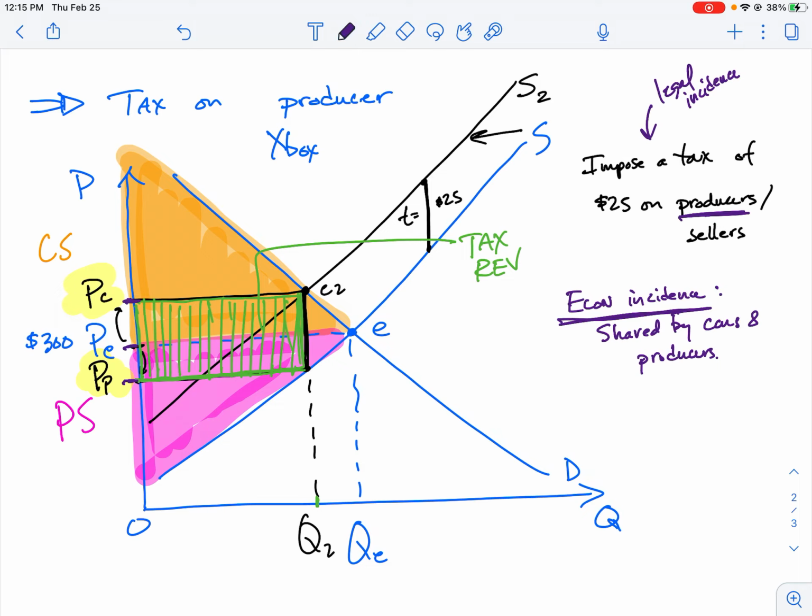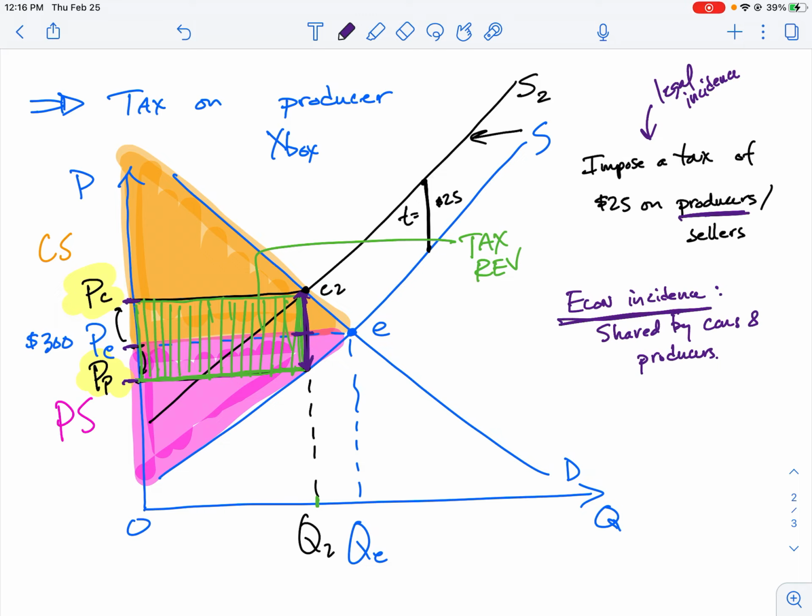Now, just as an aside, I don't know exactly what PC is in terms of dollars, but here's a tip. This is an error some people make. Some people get excited and they'll label this PC $3.25 because they know that the tax was $25 and they'll just add that on here. But remember, this distance from the original E2, from E2 down to the blue line below it, this whole distance is $25. So a part of that distance cannot be $25. It has to be less than that. So P sub C is some number less than 325. It's more than 300, it's less than 325.